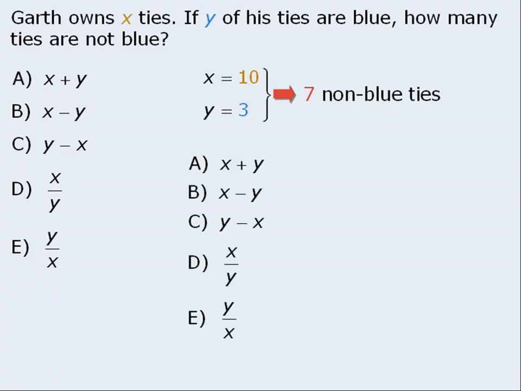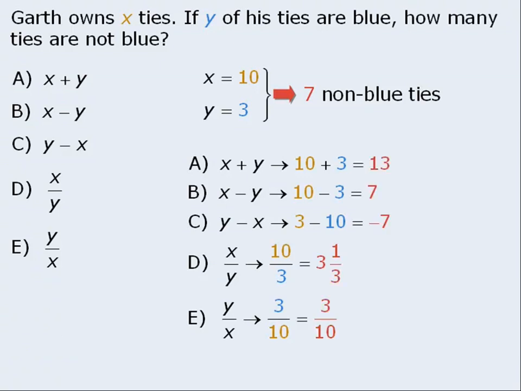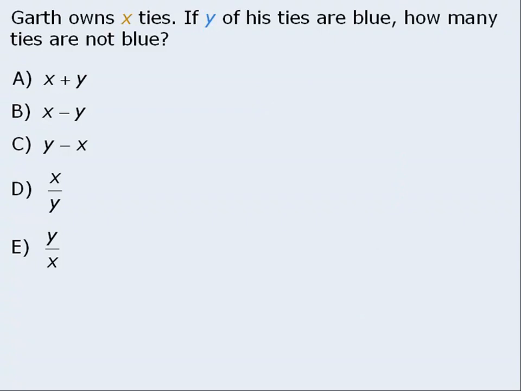At this point, we checked each answer choice to see whether it yielded the target output of 7 non-blue ties. When we plugged X equals 10 and Y equals 3 into the expressions and evaluated them, we found that only one expression yielded the target output of 7. So the correct answer must be B. Now let's solve the same question using different input values. Let's see what happens if we let X equal 4 and Y equal 2.